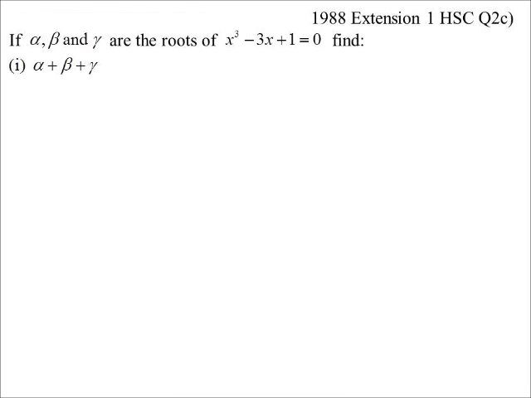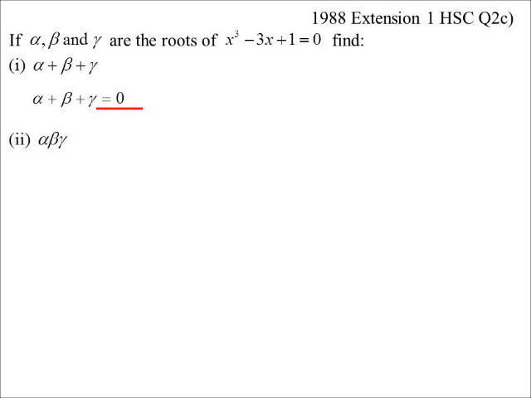HSC question. Here they were nice. You'll notice their first question was very much a gift. Find alpha plus beta plus gamma. Mind you, it wasn't that nice because you know what a lot of people did. Didn't stop 3. Yes, but it's not 3. It's 0. It's 0. There is no x squared term there. So it's actually 0.